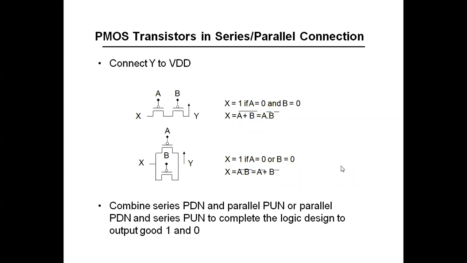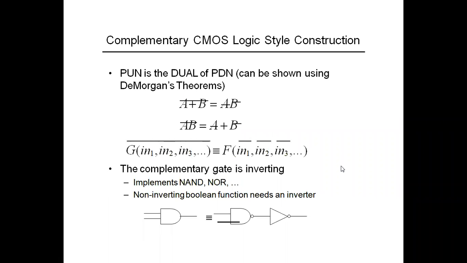Getting it? So you have to remember this part. The next part is the complementary CMOS logic style construction. By using the pull up network and pull down network, how we can actually implement different logical expressions using the CMOS network. That means the pull up and pull down network. Okay, so this part we will continue in the next lecture.